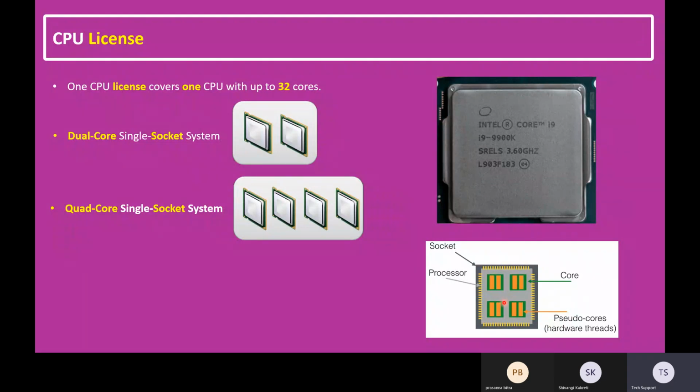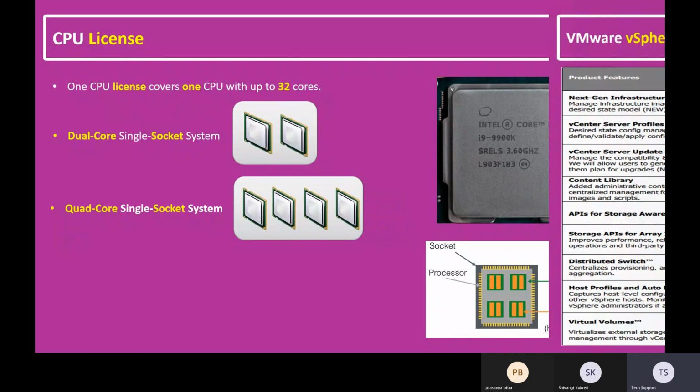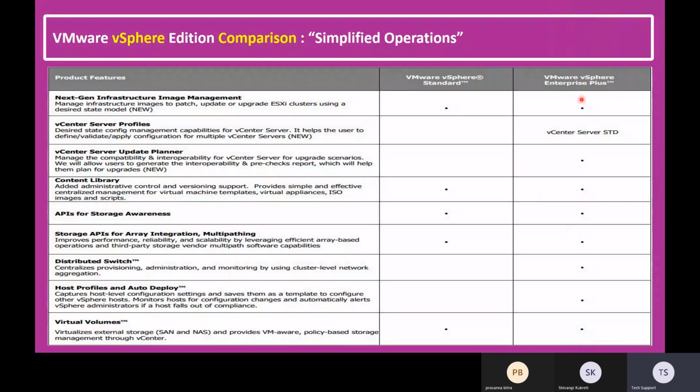Now we'll talk about the vSphere edition comparison. Normally in vSphere, the two common editions most customers use are vSphere Standard and vSphere Enterprise Plus. Normally Enterprise Plus has all the features, and Standard has some limited features. From a cost perspective also, the vSphere Standard license costs less, and Enterprise Plus costs more.